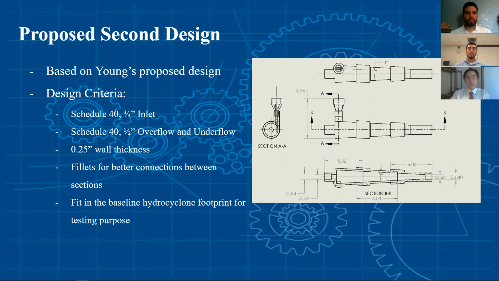For our second design, we are going with the removal of the cylindrical portion near the inlet based on Young's recommendation. For this design, we're still using the same inlet, overflow, and underflow diameters in order to fit into the test tank. It is also important to keep the distance between the inlet pipe and the center of the hydrocyclone, and the distance between the overflow and underflow to be the same while modifying the design so it could fit into the test tank. And also by the same reason, we also have to angle the inlet by 3 degrees in order to accommodate any changes in this design.